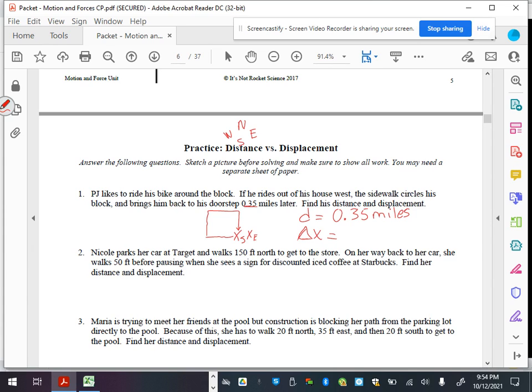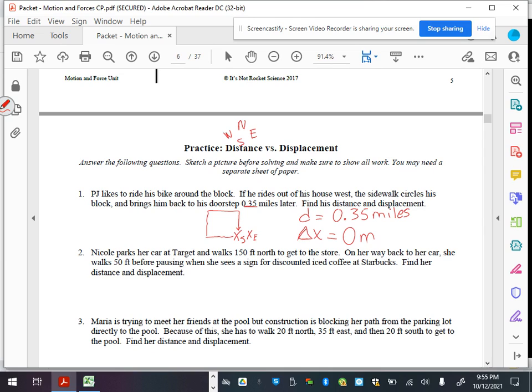His displacement, though, this is similar to the track example. He did travel, but he didn't actually displace himself. He's still in the same spot as where he started. So your displacement is, you can either write 0 or 0 meters if you want. Again, if you end up in the same spot, then you have not displaced yourself.